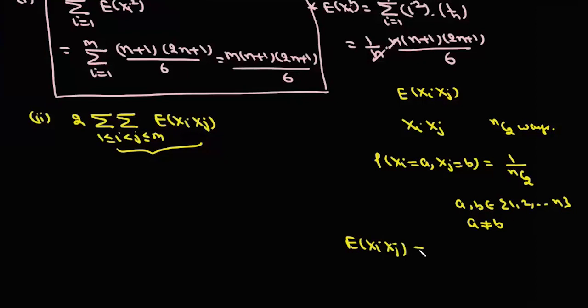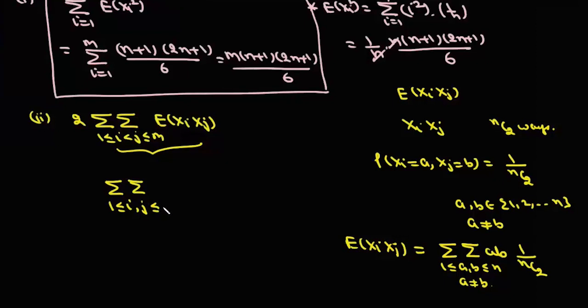Now if we look at the expectation of xi into xj, it will simply be this product AB and then this probability 1/nC2, where both A and B lie between 1 and n, and where A is unequal to B. So for the sake of simplicity, rather than changing the variables to A and B, we'll simply write this as this summation, where i and j lie between 1 and n, where i is unequal to j, and it will be this i into j upon nC2.